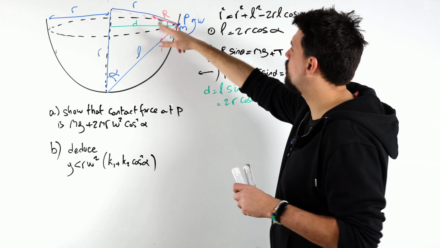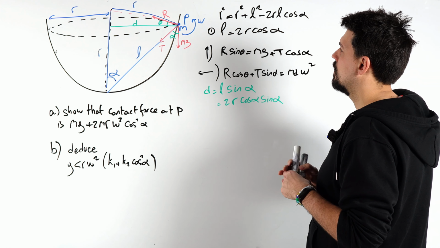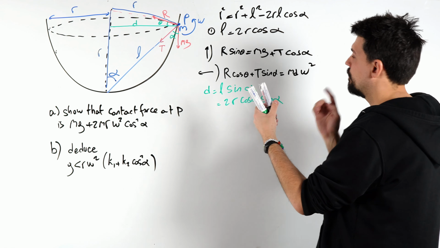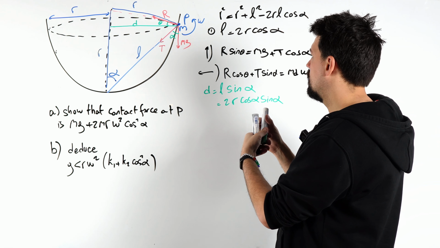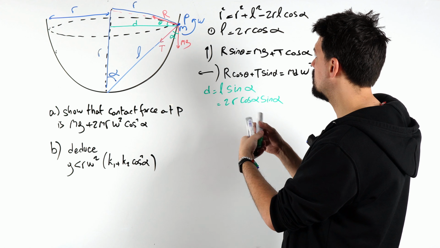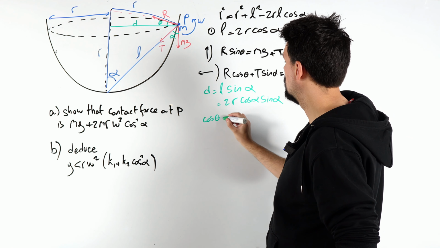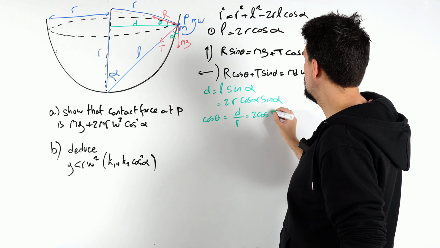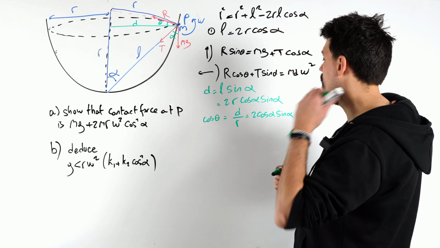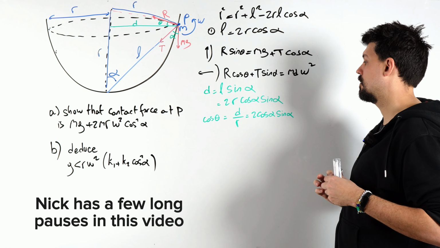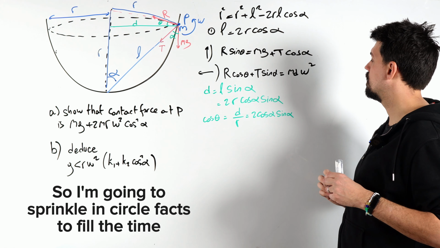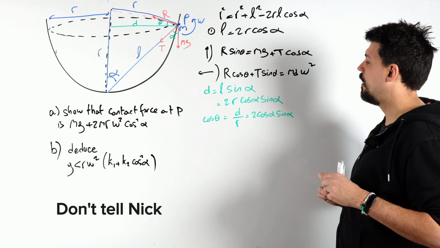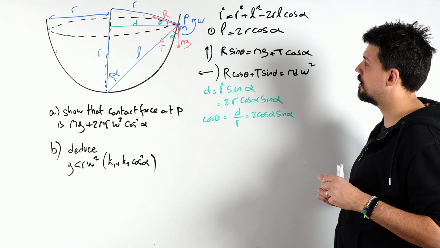And then we probably want to do something with theta. Well, we can say that cos theta is D over R, which is 2 cos alpha sine alpha. And then probably want a sine theta in there, don't we?